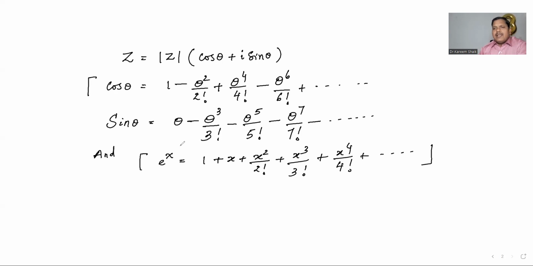Now why am I explaining this here? Observe, I want to replace this cos theta value in our polar form, as well as the sin theta value in our polar form. Then what will we get? Let's see very carefully here.